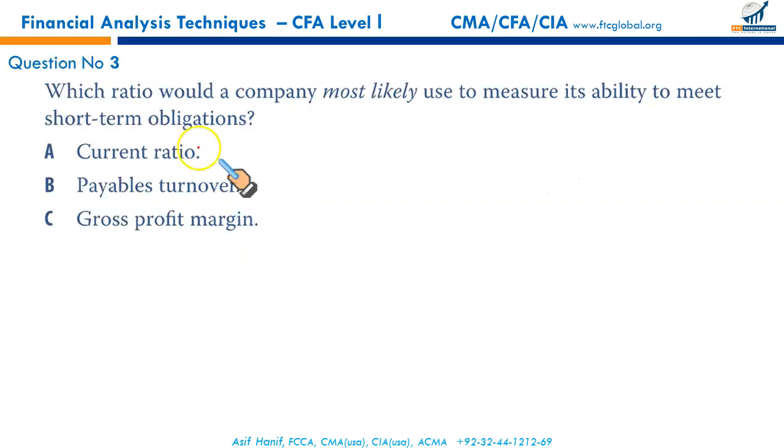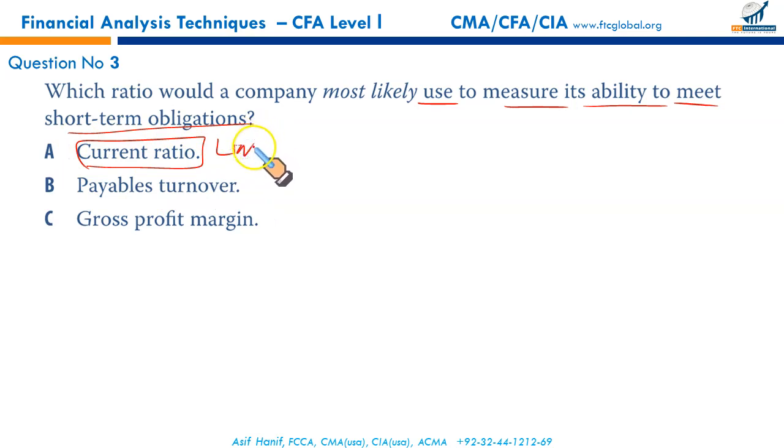Next. Which ratio would a company most likely use to measure its ability to meet short-term obligations? Absolutely. Current ratio. Current ratio is in the category of ratios we call liquidity ratios. Payable turnover is an activity ratio. Gross profit margin is a profitability ratio.